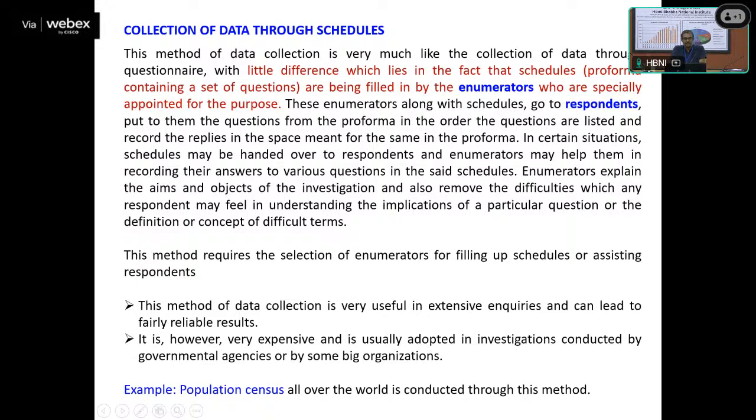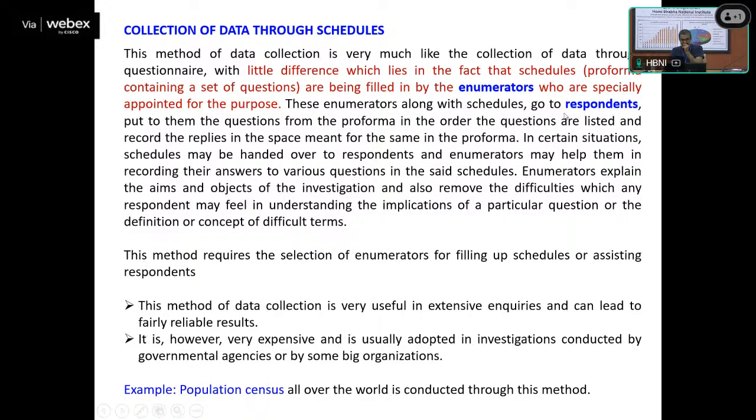Collection of data through schedules. This method of data collection is very much like the collection of data through questionnaires, with a little difference. What is the difference? We have marked in red the little difference, which lies in the fact that the schedules, pro forma containing a set of questions, are being filled in by the enumerators who are specially appointed for the purpose. So it reaches a more relevant population.